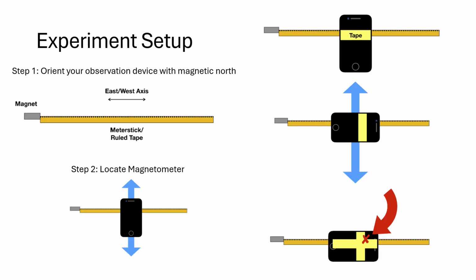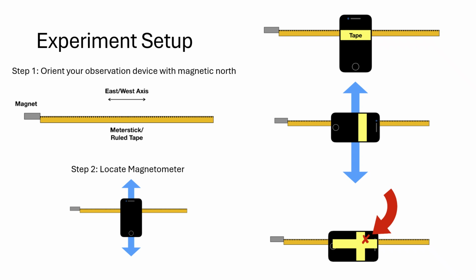For the experimental setup, you want to make sure you have an app downloaded on your phone that has a magnetometer. This will allow you to get accurate measurements of the magnetic field produced from the magnet. From there, align your phone to where it is pointing in the same direction as magnetic north. Now, slide your phone up and down until you find the largest X value and smallest Y value.